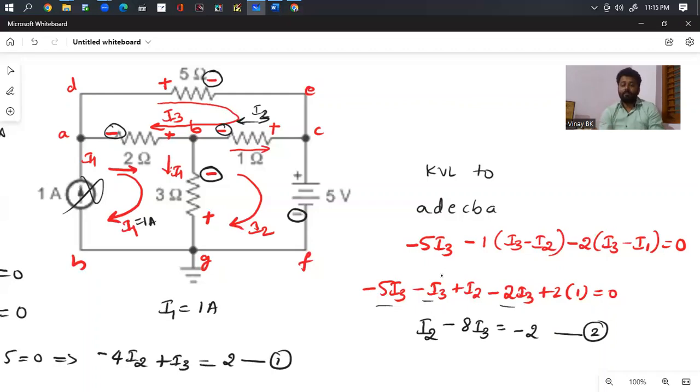Now we are getting two unknown equations, and one value you already know, that is the current I1 is 1 ampere, so you're finding the other two loop currents by neglecting that loop. By neglecting this loop, you're applying KVL to the rest of the loops. Now we'll solve the equations with the help of a calculator in equation mode. We'll have two unknowns. Minus 4, 1, equals 2. Similarly for the second equation, 1, minus 8, equals minus 2.